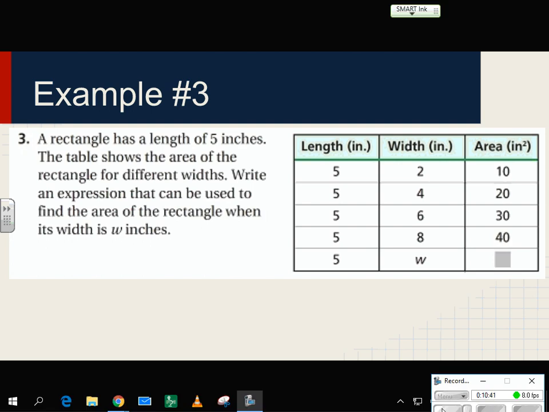All right, so for this one, you're looking for a pattern to go left to right. And what you probably noticed is all you have to do is take the width and multiply it by 5, or 5 times W will always give you the area. Because if you did 2 times 5, you got 10. 5 times 4, you got 20. 5 times 6, you got 30. 5 times 8, 40. And so on and so on. All you have to do from here out is multiply all the W's, the widths, by 5. Hopefully you got that as the correct answer.